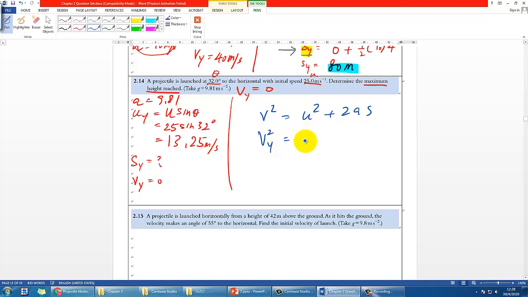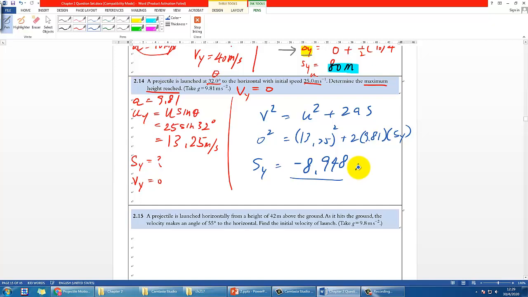And then Uy is actually 13.25 squared plus 9.1 S. Oh, sorry. Vy is actually known to be 0. S is the one that we don't know. So by solving it, you should find 8.94 with a negative. So don't worry if you find out you have a negative value. Think about why it is negative.